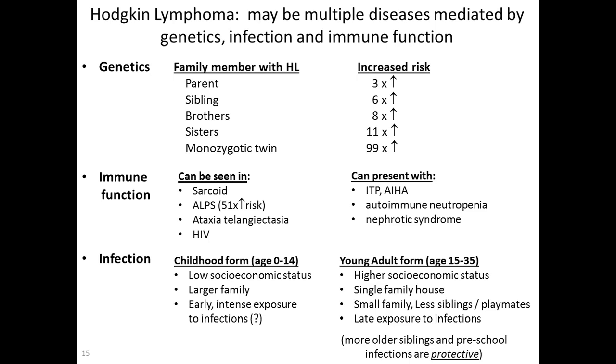In the childhood form of Hodgkin lymphoma, so age 0 to 14, it tends to be associated with low socioeconomic status, larger families, and early intense exposure to infections. In contrast, in the young adult form, so patients age 15 to 35, they tend to have been higher socioeconomic status, a single family house, small family with fewer siblings or playmates, and a late exposure to infection. So in this population, in contrast, more siblings and preschool infections are protective. So maybe decreased antigen exposure is the cause here.